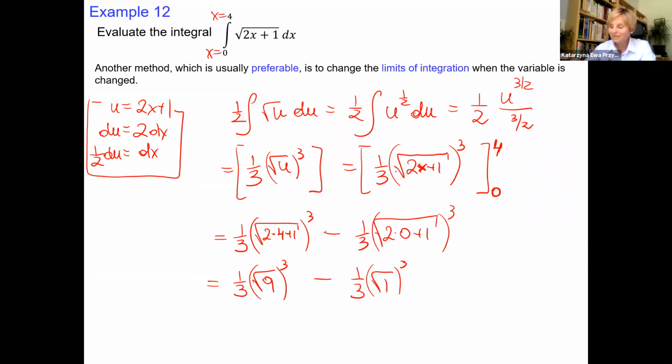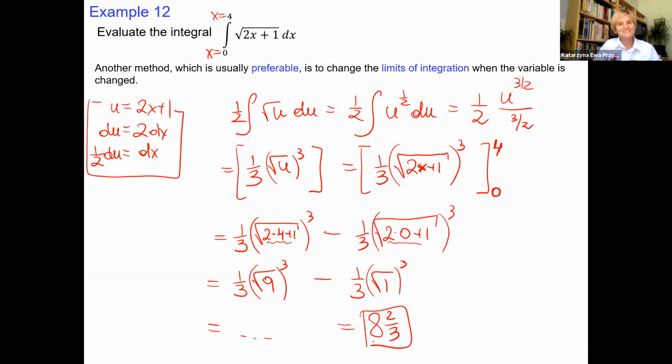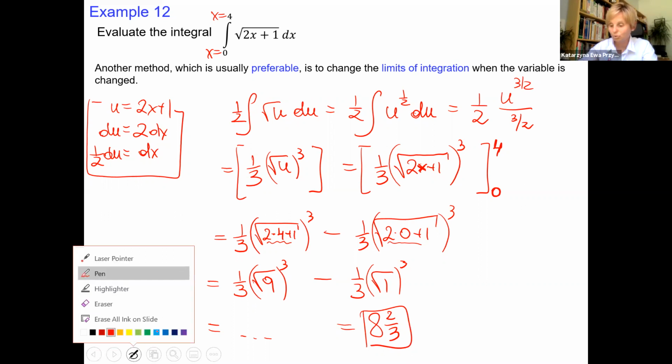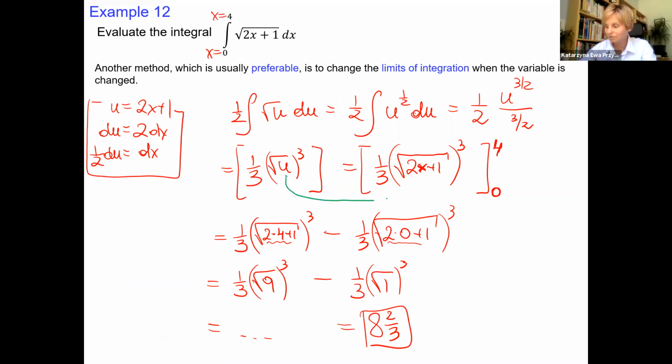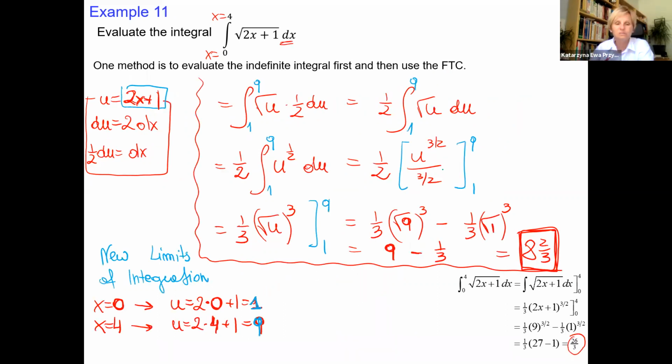You can see it's the same thing, 9 and 1. The only difference is that we're doing the substitution inside. And of course, the answer is 8 and 2/3. You can check the solution on the other side. We can do this, but we have to remember to get back to the original expression. But I would say we usually use the new limits of integration. Okay, let's do one more.